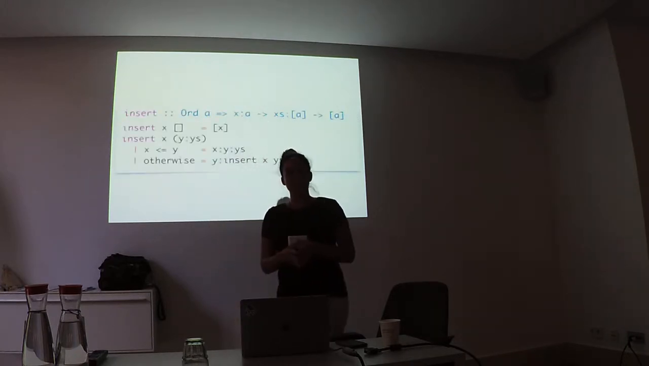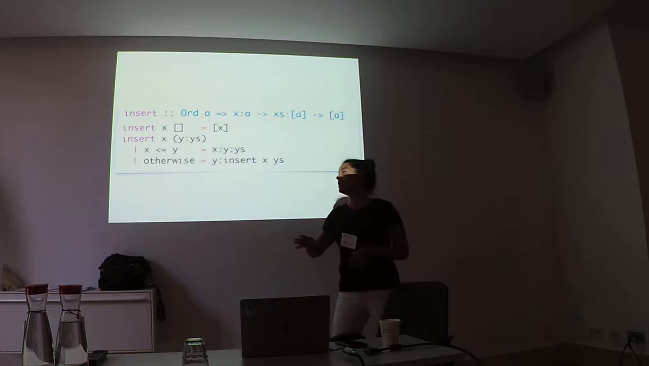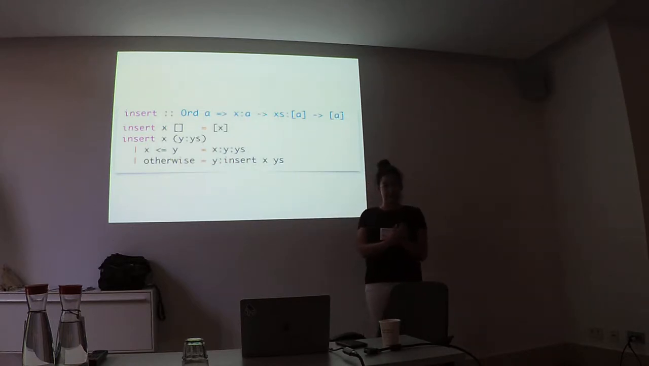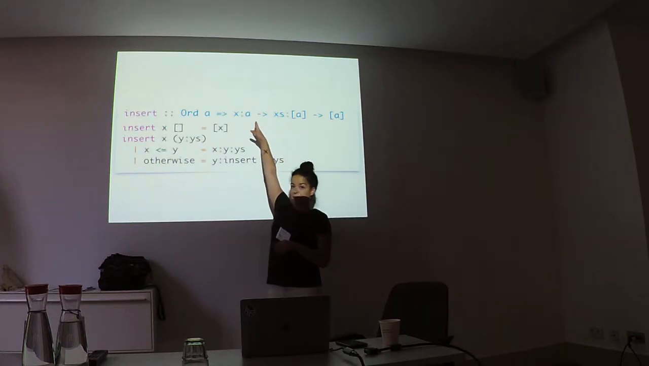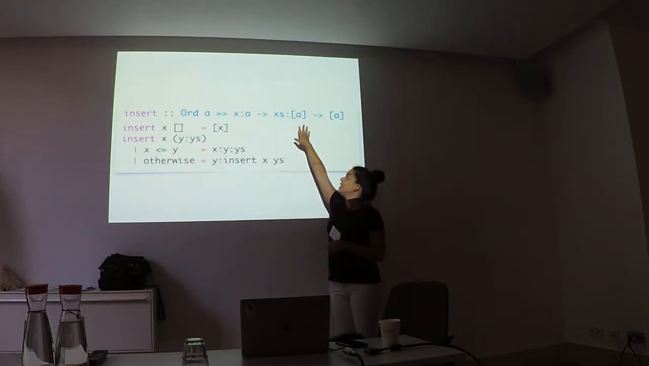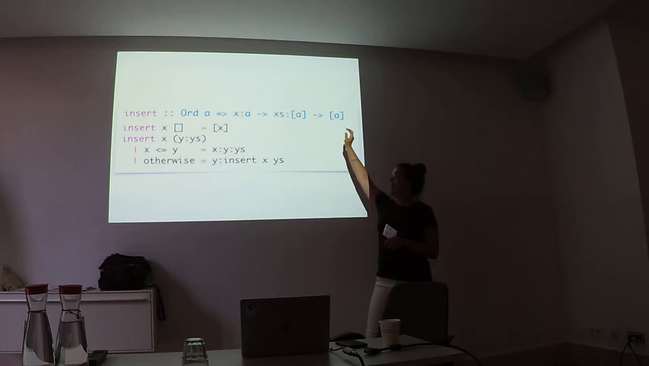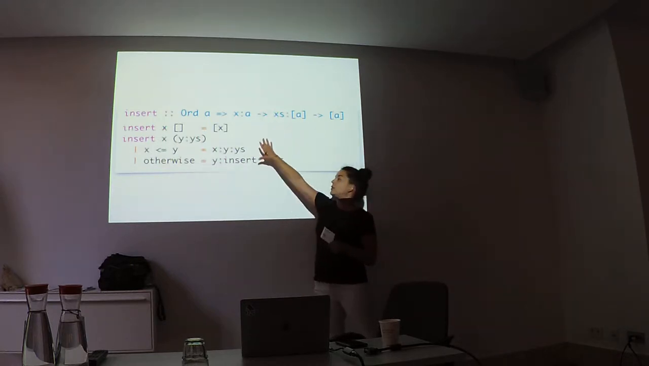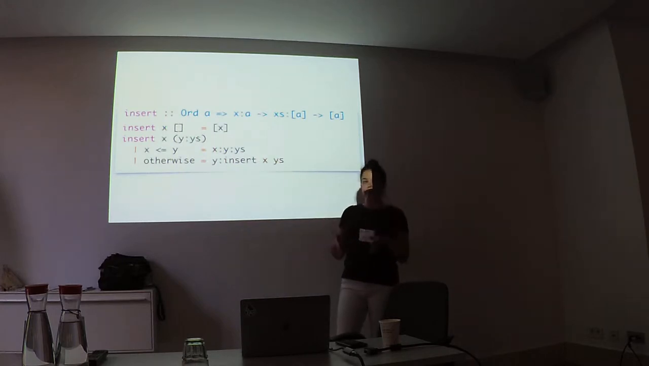So in this talk, I'm going to talk about insertion sort. Here I'm starting with the basic insert function. It is written in Haskell. It takes an element x that is Ord, and a list of x's that is sorted, and puts x in the right place in the list. So I define it using Haskell syntax recursively.